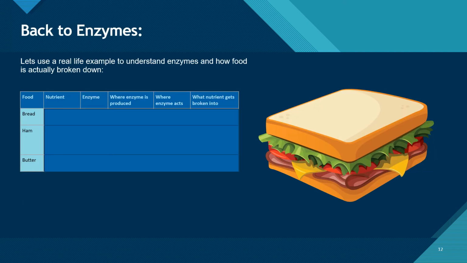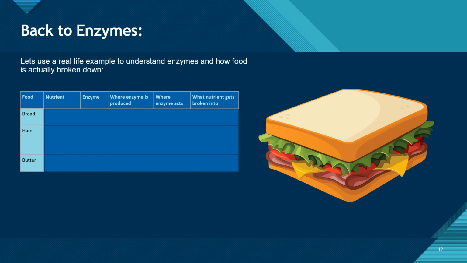We looked a little bit at those enzymes before in the small intestine, but now we know a little bit more about how the digestive system works, so I wanted to put it into a real life situation. Let's say for lunch you have this ham and butter sandwich with bread. I see 3 nutrients there: bread, which is a carbohydrate; ham, which is protein; and butter, which is fats.